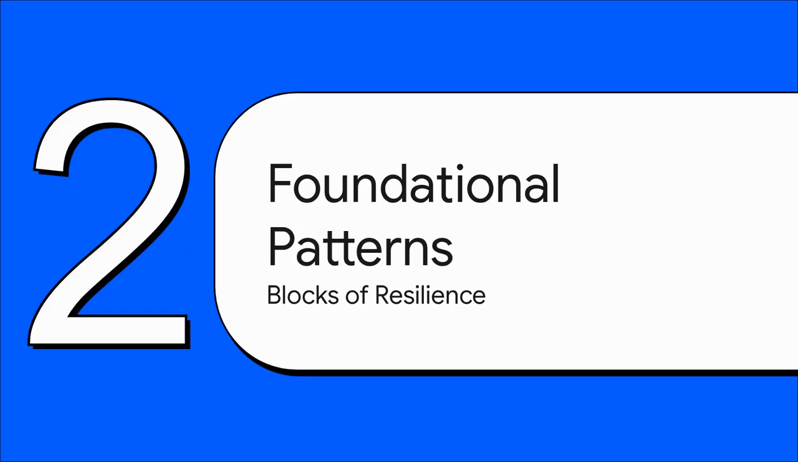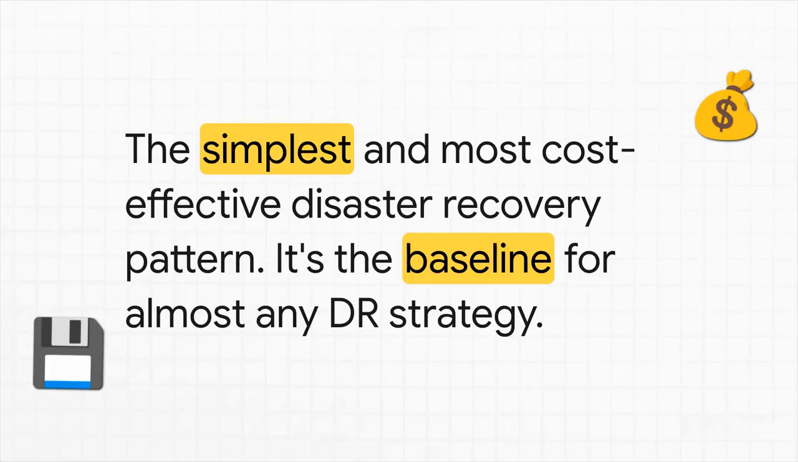Okay, now that we know our goals, our RTO and RPO, it's time to open up the toolkit. Let's start with the two most fundamental patterns, the real bedrock of any resilient system. First up, we've got the old classic, backup and restore. It's pretty much the simplest and usually the most cost-effective pattern out there. It really is the essential baseline for almost any DR strategy you can think of.